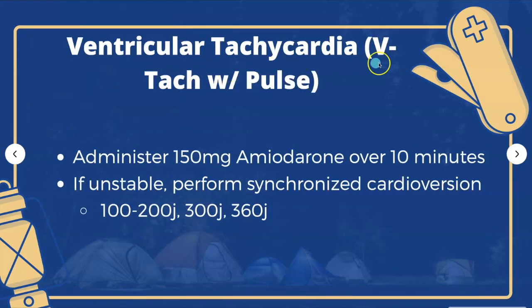Ventricular tachycardia, VTAC with a pulse. So you do not defibrillate this because it has a pulse, right? Remember, defib for VFib and pulseless VTAC. So you don't defib VTAC with a pulse. So with a pulse, you're going to administer 150 milligrams of amiodarone over 10 minutes. If unstable, you perform synchronized cardioversion. Once again, synchronized, 100 to 200, 300, or 360.